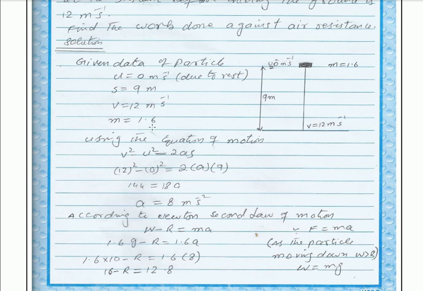And its mass is 1.6. Using the equation of motion, v square minus u square equal to 2as, by putting the value of v and u, after simplification, we get a equal to 8 meter per second square.